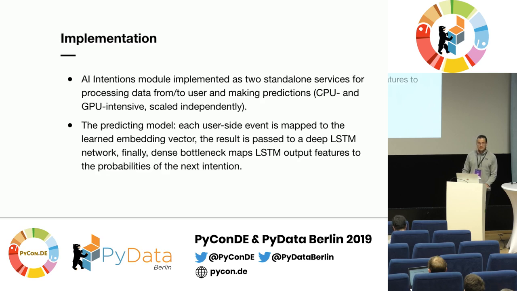To implement our intentions model, we use two standalone services. One service for processing data and another for predictions. Regarding prediction, each action of the user is mapped to a vector, and then we use an LSTM model and map these features to the probability of the next iteration. So the idea is to get the list of top useful intentions based on the previous actions of the user.